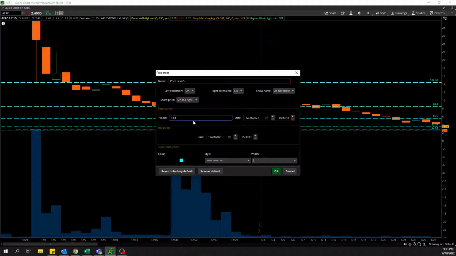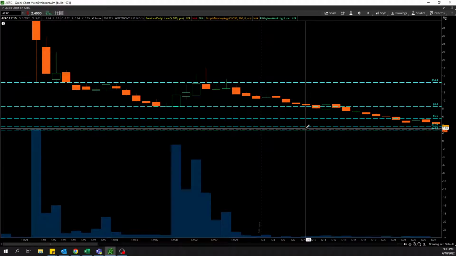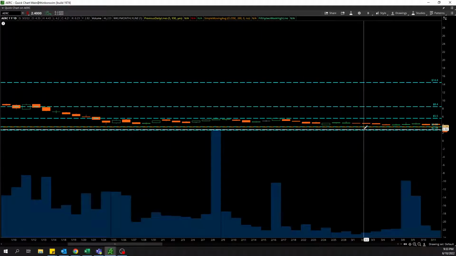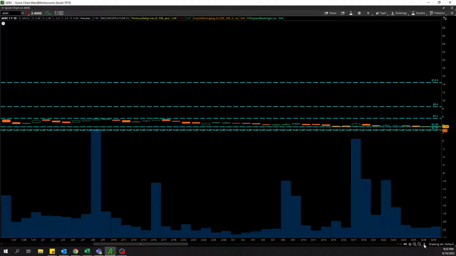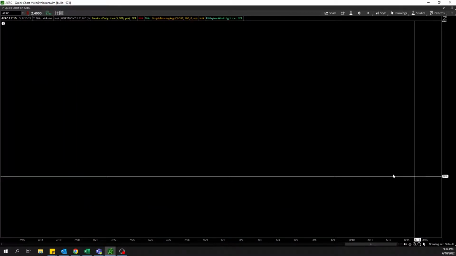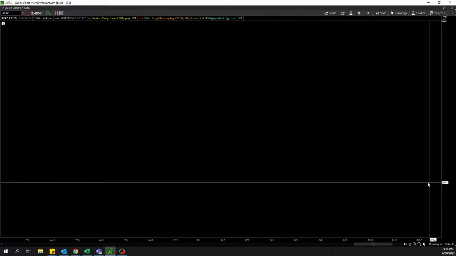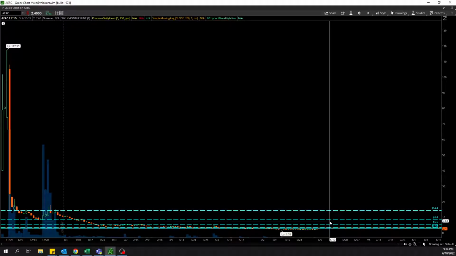Remember, guys, I like to use whole numbers. This is just easier to see on the chart. All right, so now that we've got our areas, now it's time for you to take a look at the chart.